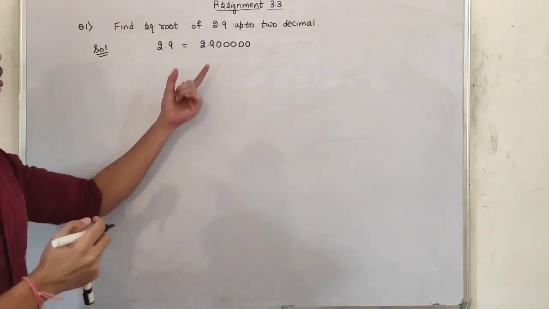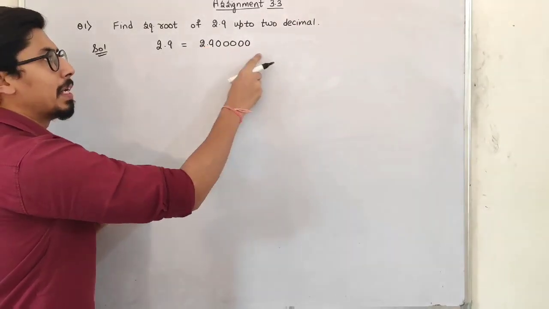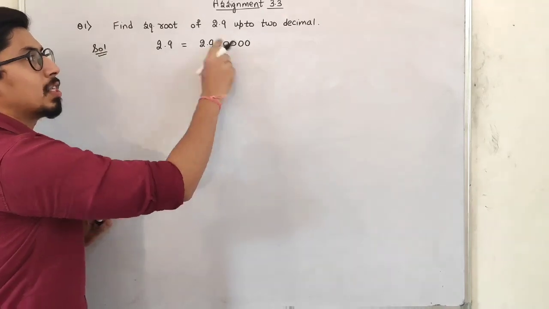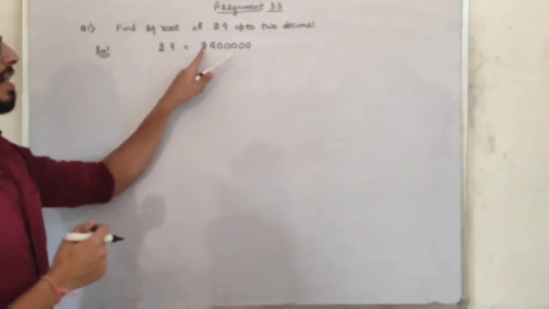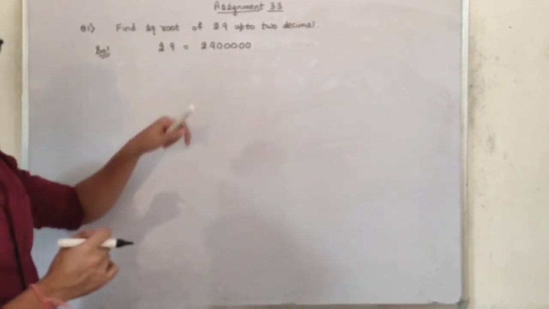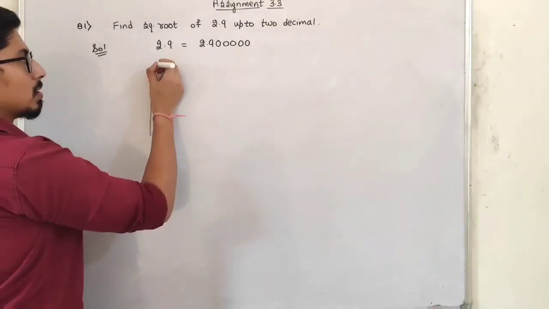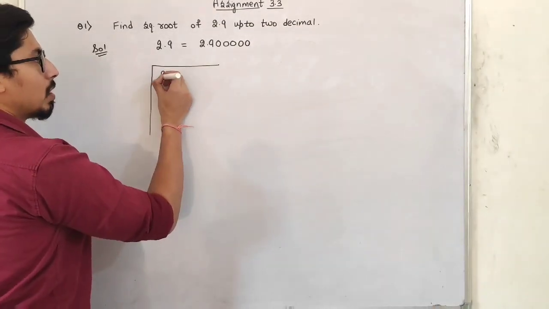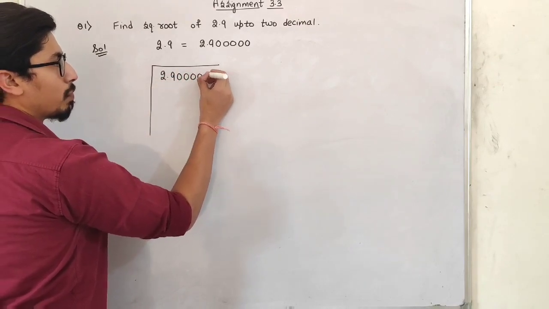Because we know that if we just remove this decimal, it will be the number of times of zeros, and these zeros can be cancelled out if we remove the decimal. So we can write this as this, and we will find the square root of this by the long division method. So just write this 2.9 and then the zeros.